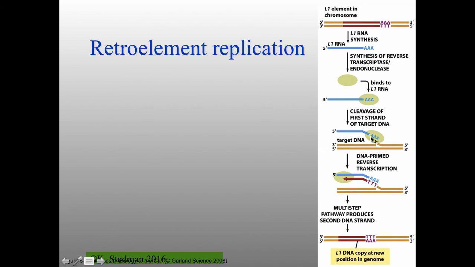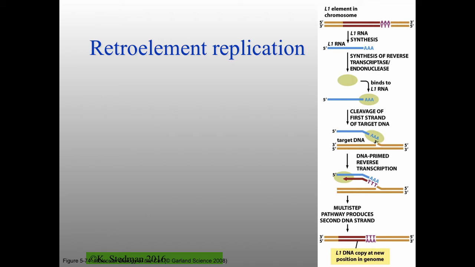This now will bind to and cut double-stranded DNA. That's what endonucleases do. It cuts where you have usually a T, which will base pair with the A's in the poly-A tail that you have at the end of this transcribed retrotransposon. And then the reverse transcriptase will copy that RNA that was made and insert a copy now of this retrotransposon somewhere else in the genome.